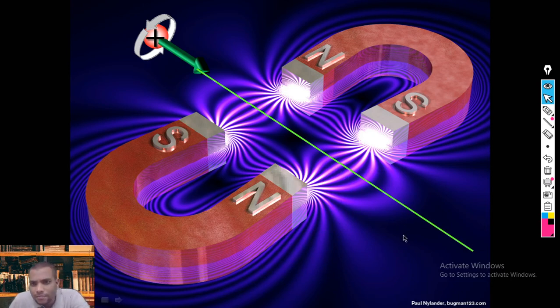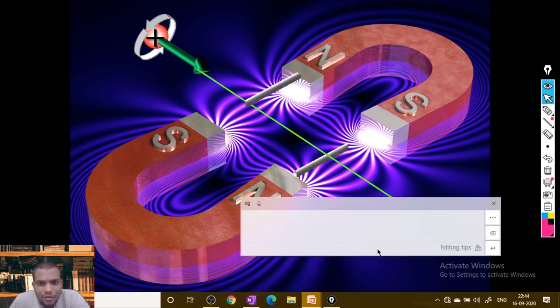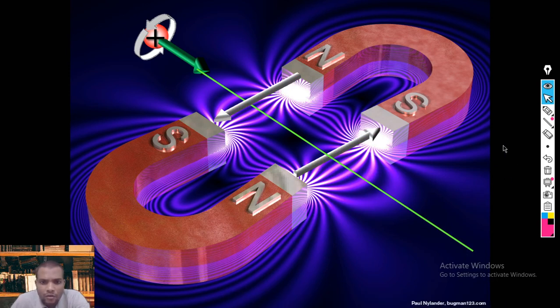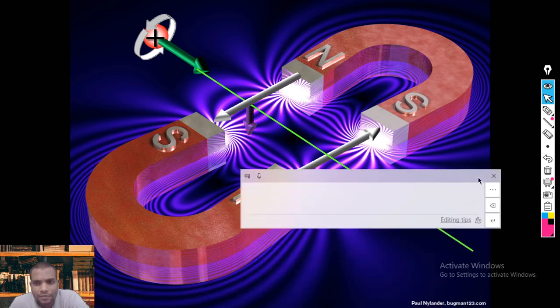Let us try to visualize that. Here are horseshoe magnets, and you can see the magnetic field on them, directed from the north to the south pole. And here one positive charge is ready to move in the magnetic field. The direction of the positive charge's velocity is perpendicular to the magnetic field.